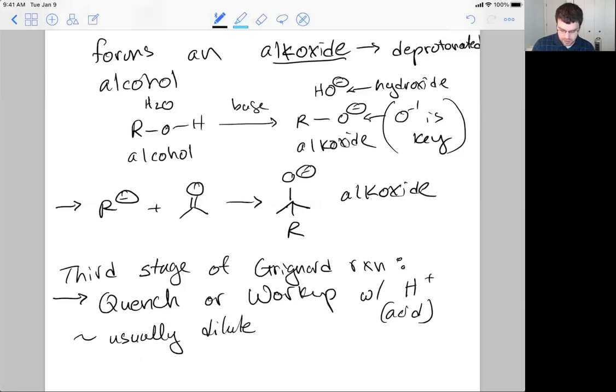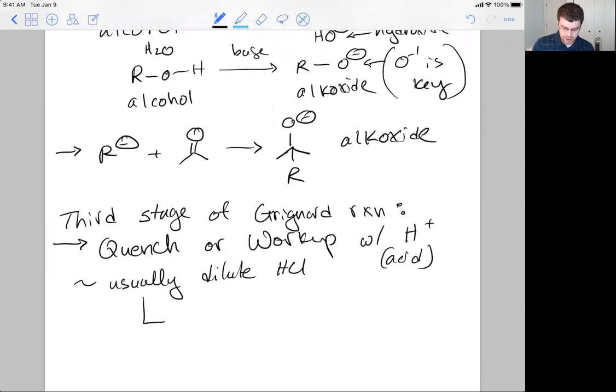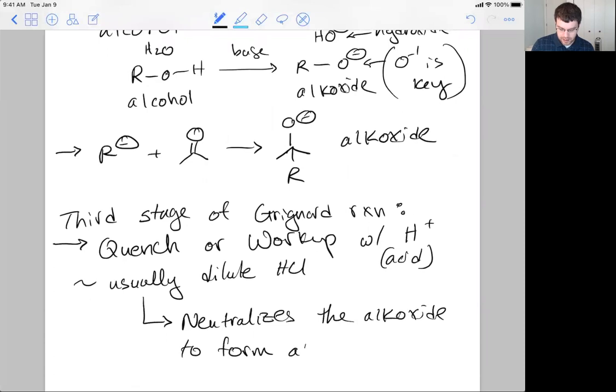And it's usually dilute HCl. Now what this will do is neutralize the alkoxide to form the alcohol product.